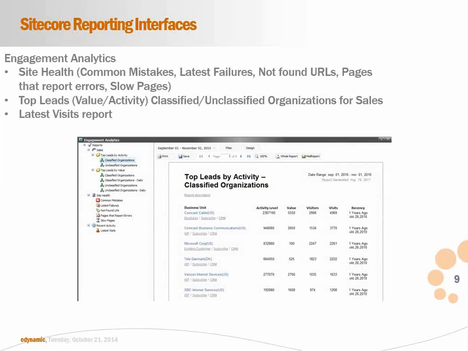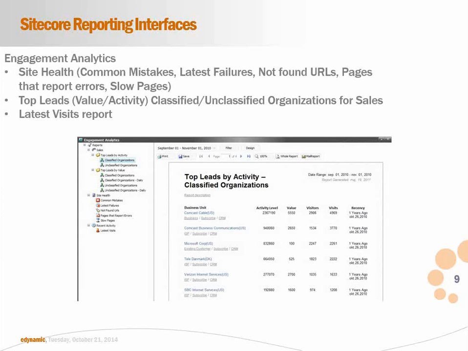For example, the site health report. What are the common mistakes, latest failures, not found URLs, pages that report errors, slow pages. Things like that. This report will help you check the overall health of the website, identify the broken and slow pages, and really identify the errors visitors are finding on the website. And once you fix those errors, this is one way you can improve the customer experience.